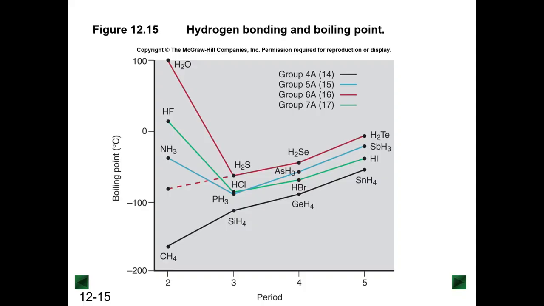So what is the origin of these three anomalously high boiling points for water, hydrogen fluoride, and ammonia? This is driven by hydrogen bonding forces. And we see hydrogen bonding forces all over the place, but this is more of a dramatic illustration of this effect.